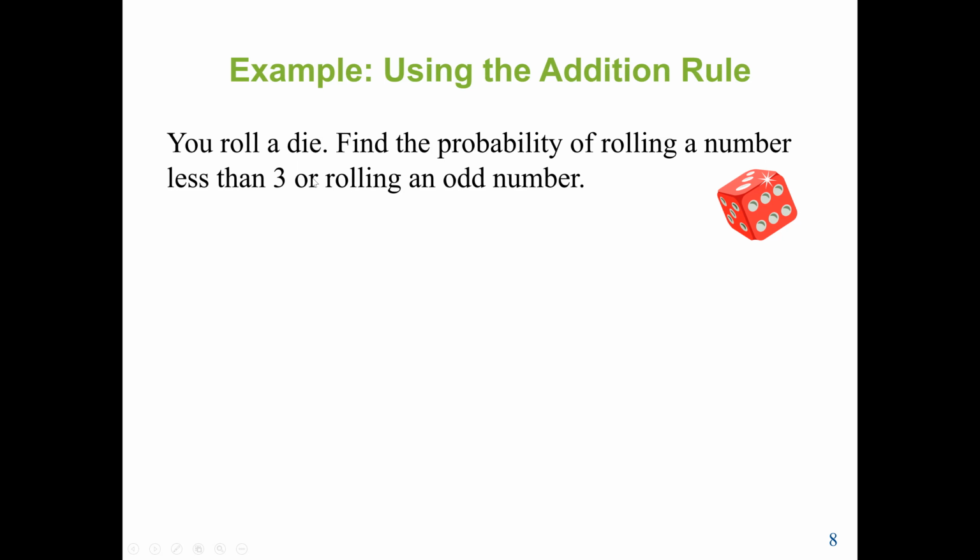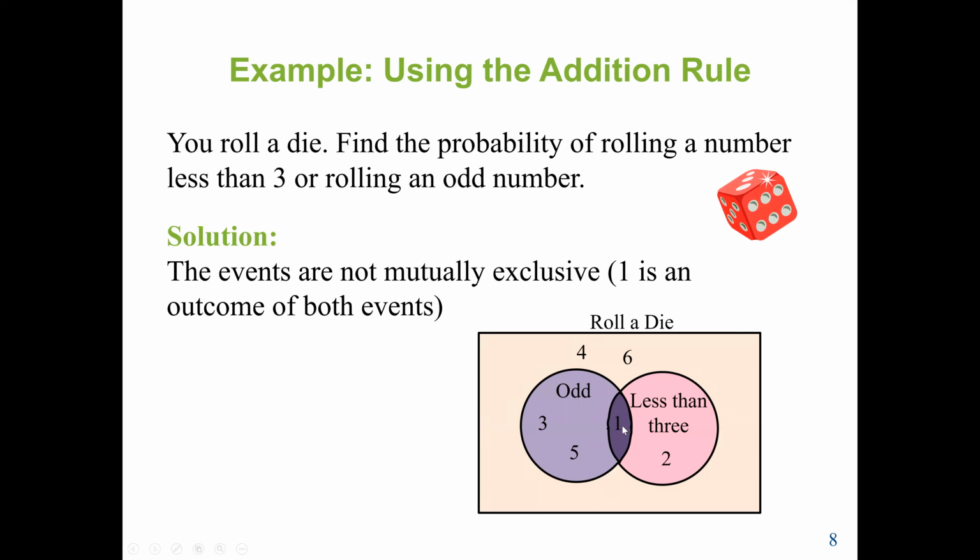So here we can see that 1 can occur for the probability that we roll less than 3. Also, 1 can occur when getting an odd number, because 1 is an odd number. In odd numbers, we have again 1, 3, and 5. So let's see the solution. Here we can see the Venn diagram. 1 can be an odd number, and also it's a value less than 3. So 1 can occur on both sides. So here we say that the events are not mutually exclusive. Why? Because again, 1 is an outcome of both events.